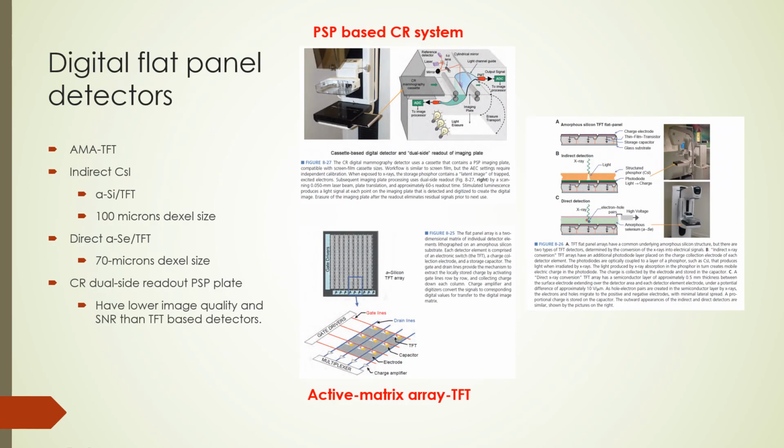Let's look at the technology for digital mammography. Digital mammography is built around a thin film transistor active matrix array. There is an indirect detection system that uses a cesium iodide scintillation phosphor to convert X-rays to visible light, and a direct detection system that uses amorphous selenium to convert X-rays directly to charge. A third technology based on a photostimulable phosphor uses a dual-side readout computed radiographic CR system in place of a screen film cassette. Image quality and signal-to-noise ratio is lower for CR-based systems than for thin film transistor array detectors. All three technologies are shown on this slide.